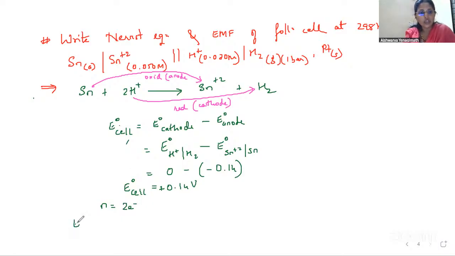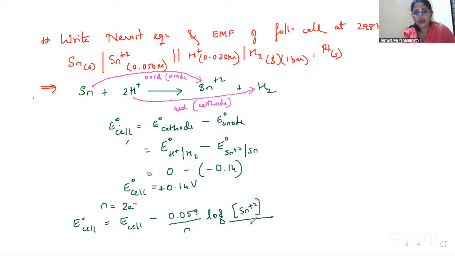So the Nernst equation is E cell equals E naught cell minus 0.059 by n log, not natural log, log of concentration of Sn plus 2 by concentration of H plus. Numerator is the product ion concentration, denominator is the reactant ion concentration.